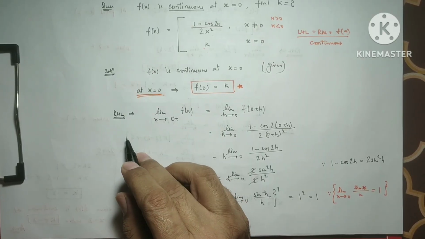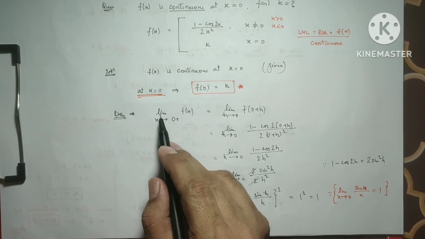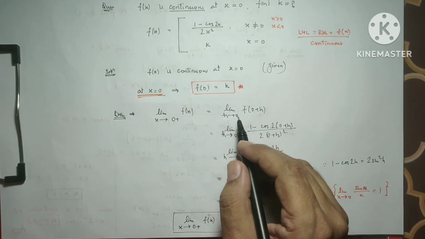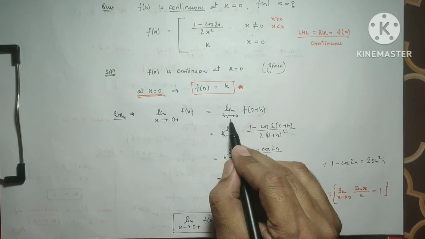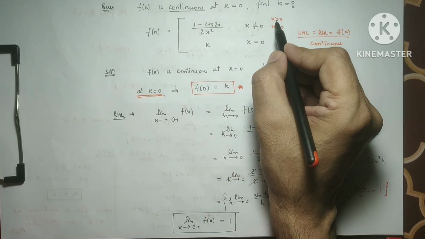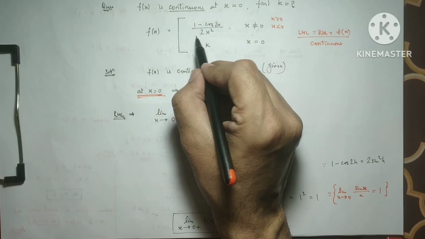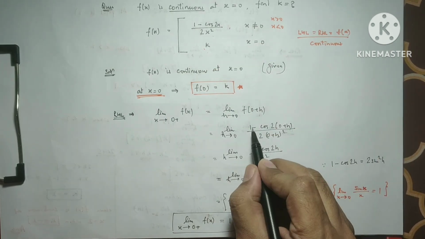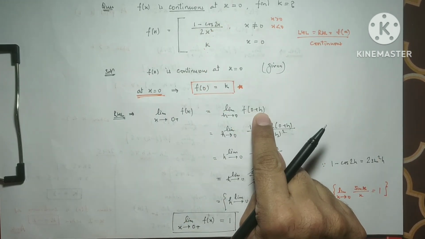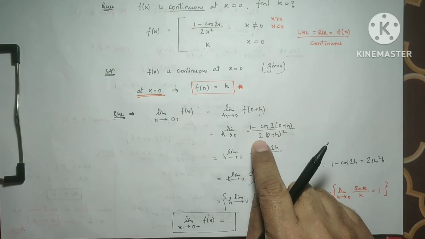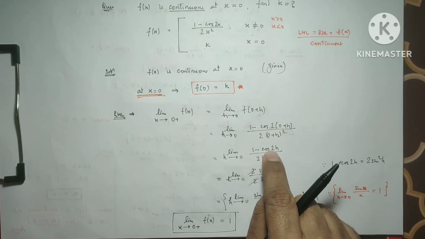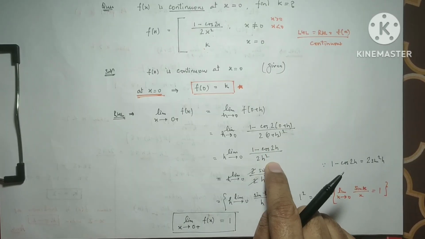So now the right hand limit. Limit x tends to 0 plus h of f(x), which means limit h tends to 0 of f(0 plus h). We put this value when x is greater than 0, in this expression. So 1 minus cos twice of x, where x means 0 plus h, and twice 0 plus h is squared. So we get 1 minus cos 2h divided by 2h square.